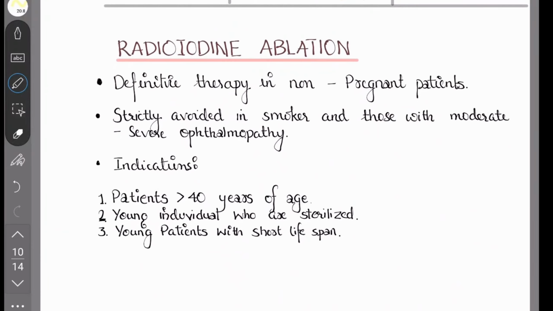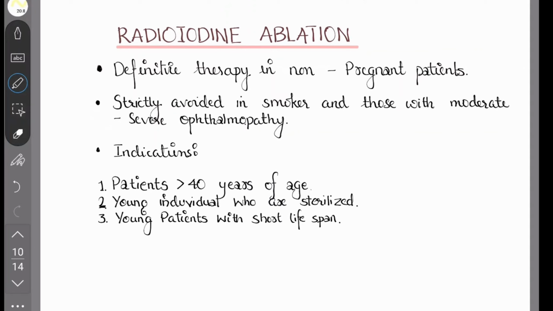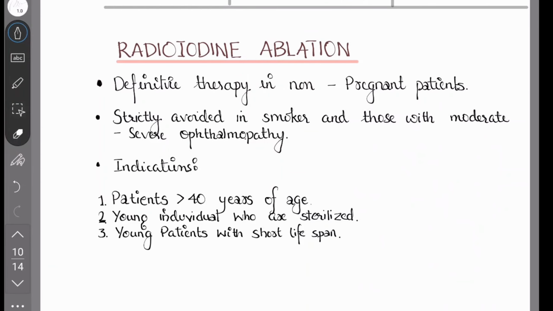So the next therapy is radioiodine ablation. These are the definitive therapies, radioiodine ablation and surgery. Okay, so let's see. Radioiodine ablation is a definitive therapy in non-pregnant patients. Strictly avoid in smokers and those with moderate to severe ophthalmopathy, as it can worsen.